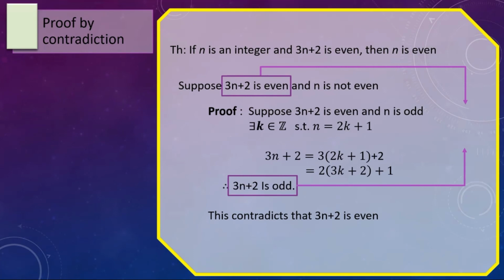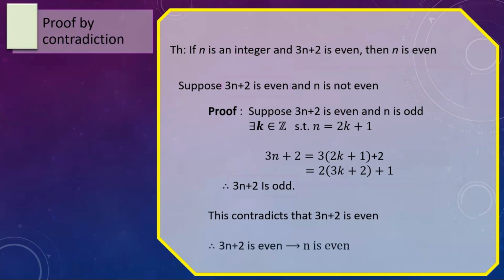So if we start with the premise 3n plus 2 is even, and we conclude 3n plus 2 is odd, it's important that we can't go back and change things, right? We can't go back and fix it, as it were. This is a valid argument. So if we start with these assumptions, we end with these conclusions. It's unavoidable. So this is a contradiction. And since that's a contradiction, we've shown that if 3n plus 2 is even, you must conclude that n was even.